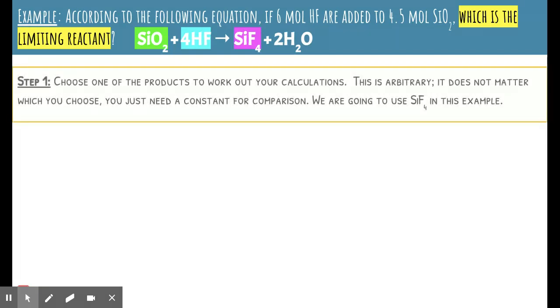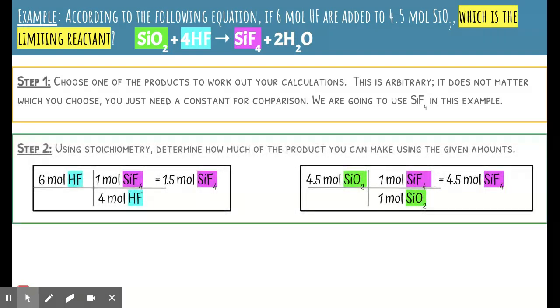Okay, so step 1, we're going to choose one of the products to work out in your calculation. This is arbitrary. It doesn't matter which one you choose. You just need a constant for comparison. So for this example, I'm going to use the silicon tetrafluoride. If you wanted to use the water, it would be the same result. It does not matter. You can pick either one.